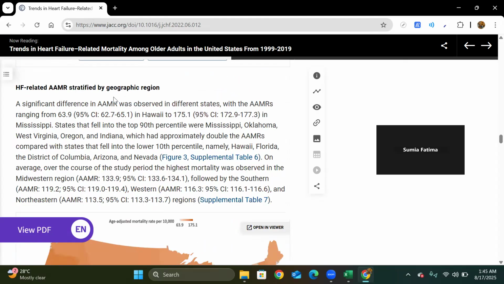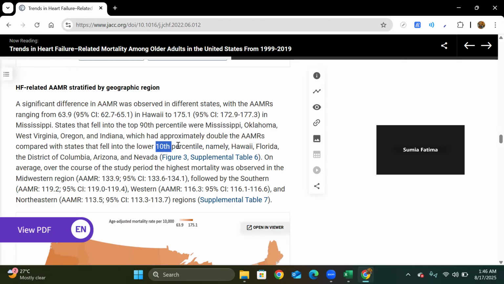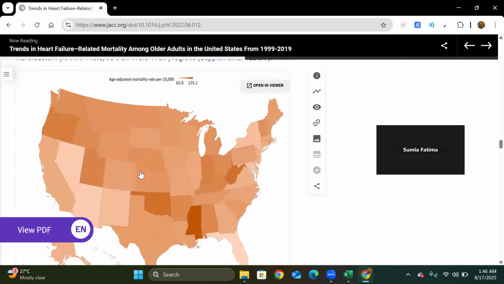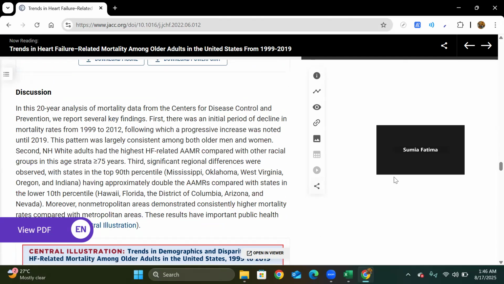Then we have the geographical region. Okay. Here you can see they have not reported all the states. They have just told about the lowest state, that is Hawaii or Alabama, and then the largest state. And then it has told us that states that fell in the top 90th percentile were these, and those who fell in the 10th percentile were these. Okay. And then it has told about the next states. That was it about the results. Okay, there is nothing difficult.